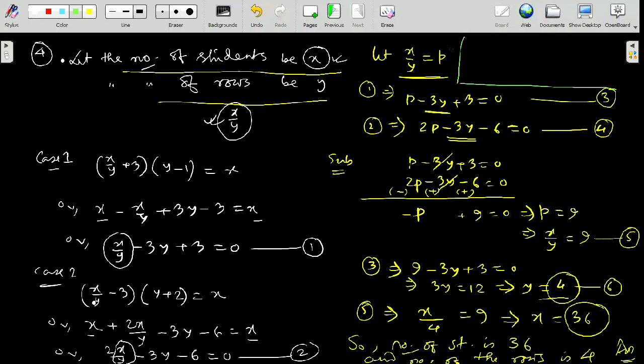This is x, right? The number of students in the class is the total number of rows times the number of students in each row, that is x into y. So x is here 36 and y is 4. So 4 times 36 is 144. And the result.